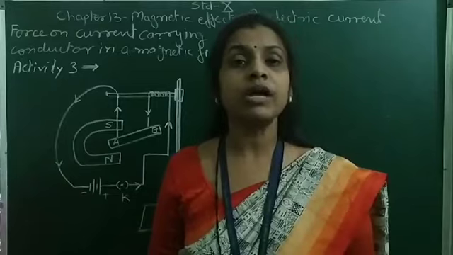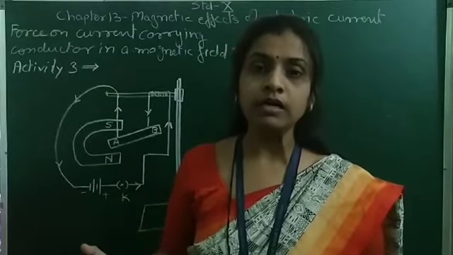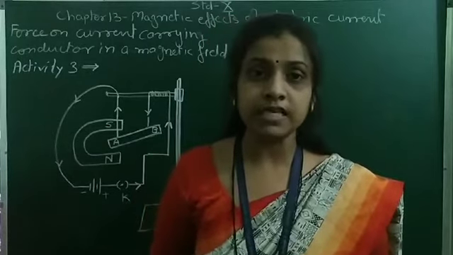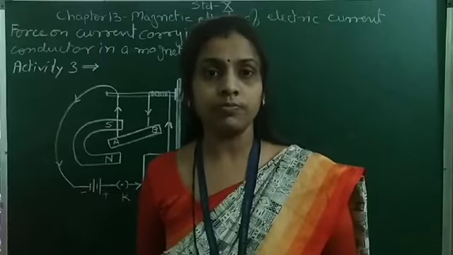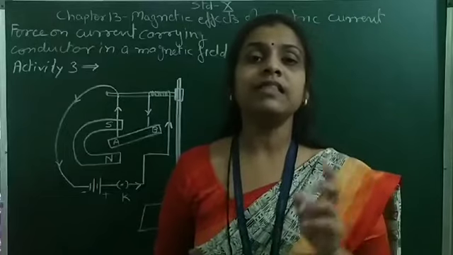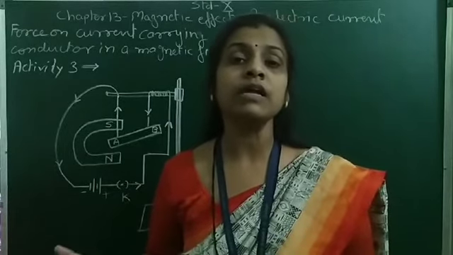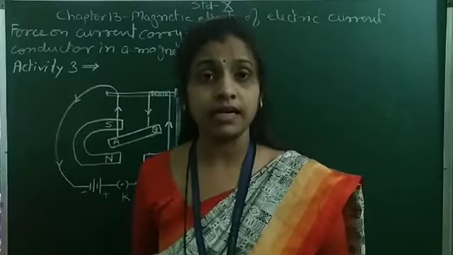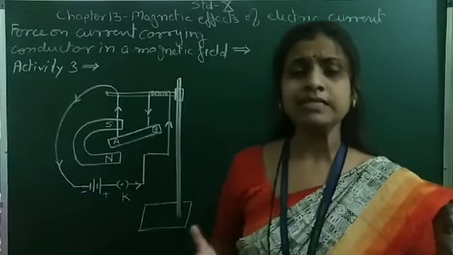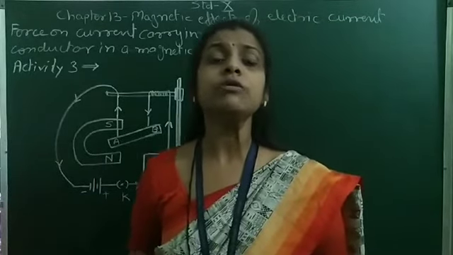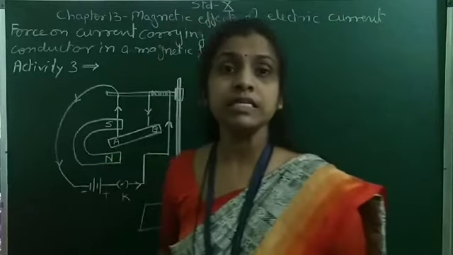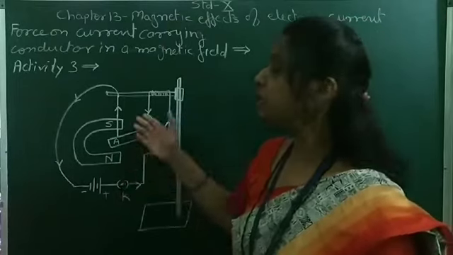Meaning, in the previous two activities we have seen that whenever current flows through a conductor, it produces a magnetic field. But in this activity the magnetic field is already there and the current carrying conductor is also there. Whenever the current carrying conductor is placed in a magnetic field, that magnetic field exerts a force on that current carrying conductor. According to the French scientist André Ampere, the magnetic field exerts an equal and opposite force on a current carrying conductor. How this happens, we will see through this activity.